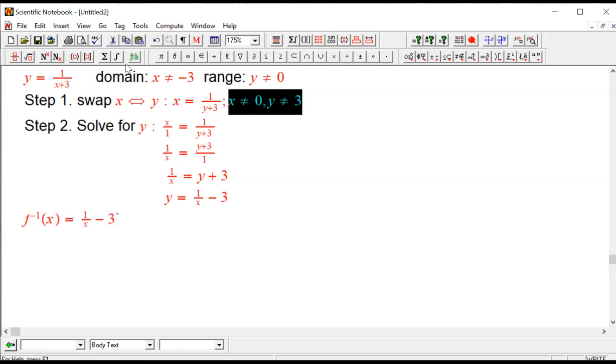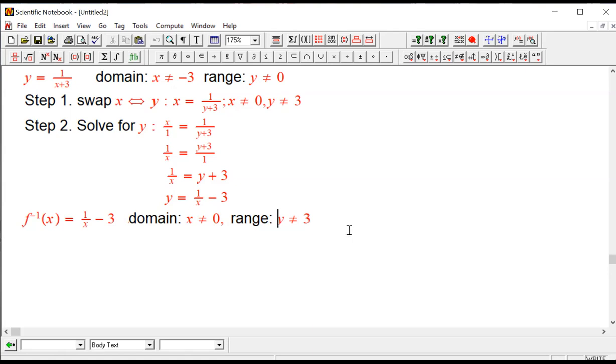Domain and range. Okay, domain and range. Wait, is it minus 3? y plus 3, minus 3. Okay, I guess. All right, so let's look at the picture.